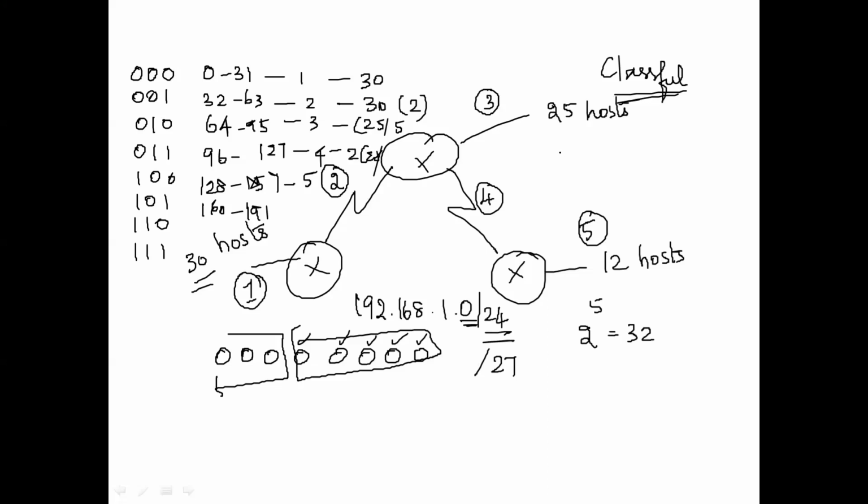You call this VLSM, variable length subnet masking. Variable length subnet masking is nothing but subnetting based on your requirement. So let us understand how this is done from this example scenario.